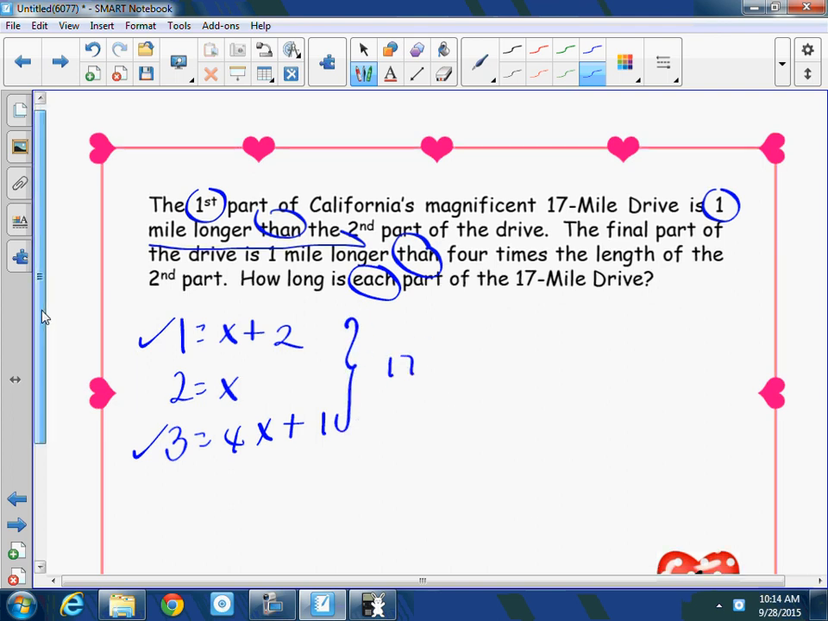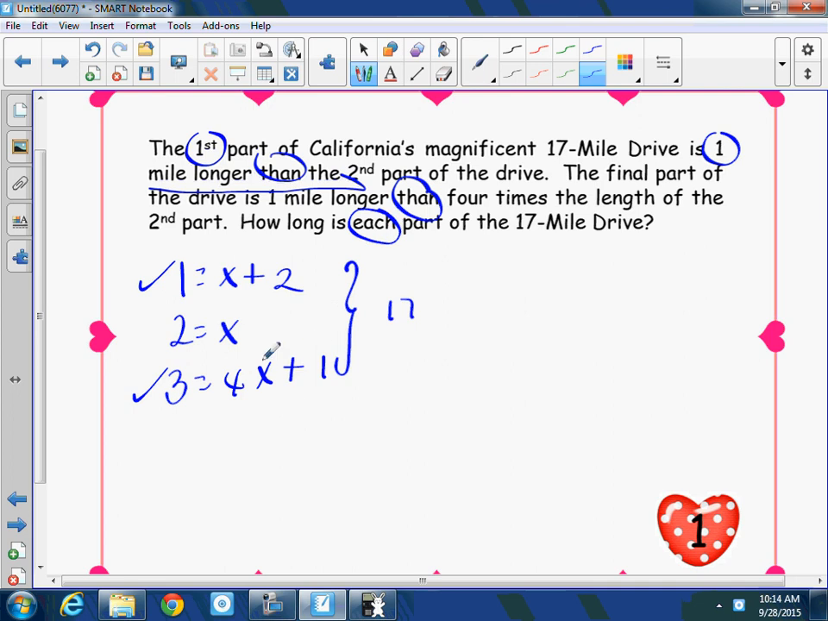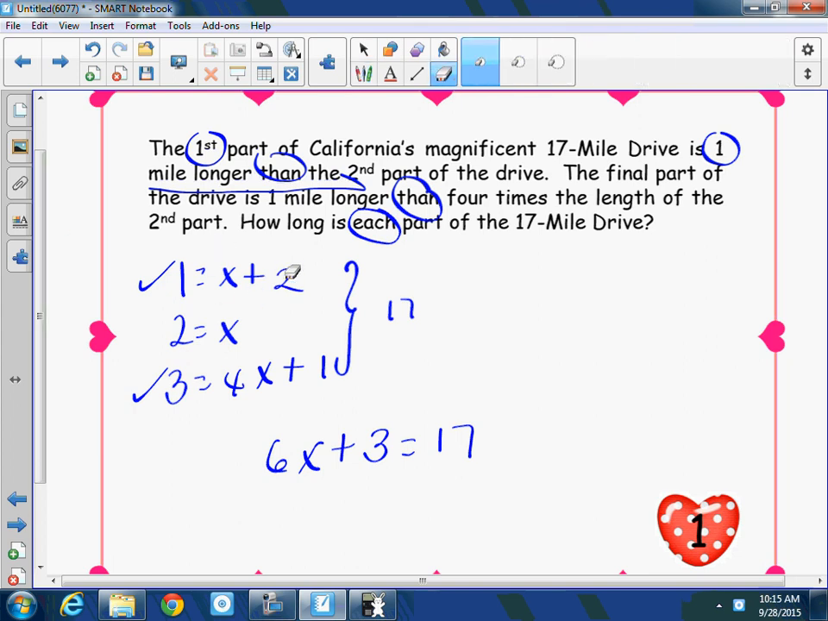17. All right, so let's add parts 1, 2, and 3 and see what we got. We got 4, 5, and 6 x's plus 3 equals 17. I'm sorry, this is a 1, it is 1 longer. Sorry about that. Which means this would be not a 3, but a 2. So let's do it again. I put a 2 in here instead of a 1 when it was 1 mile longer.